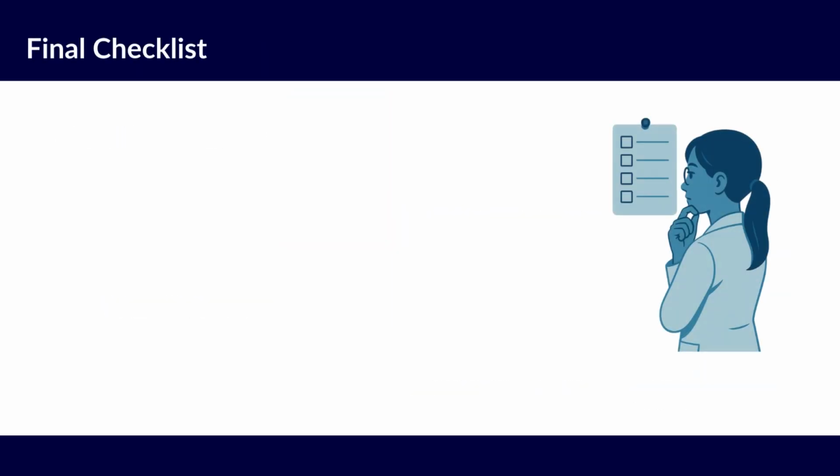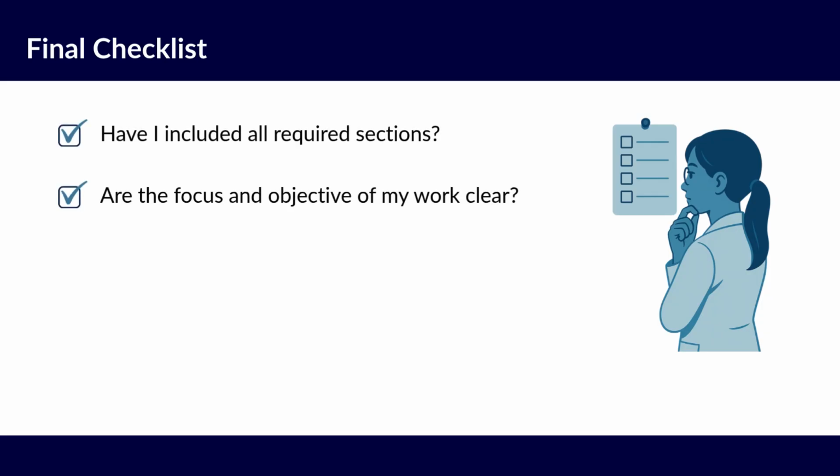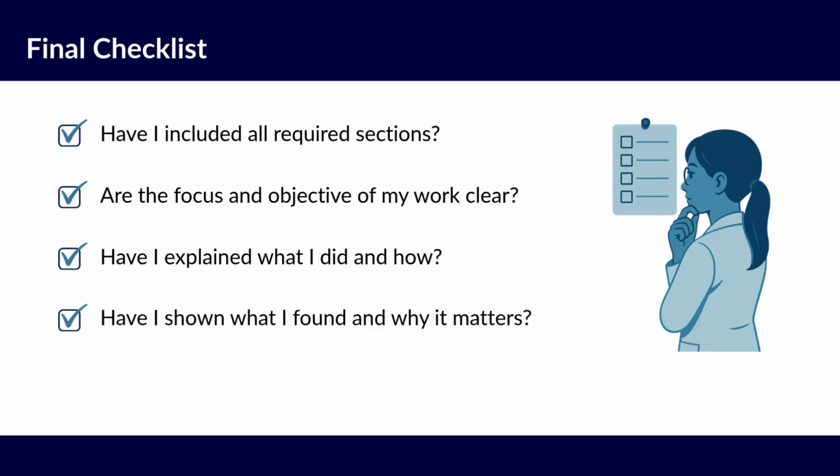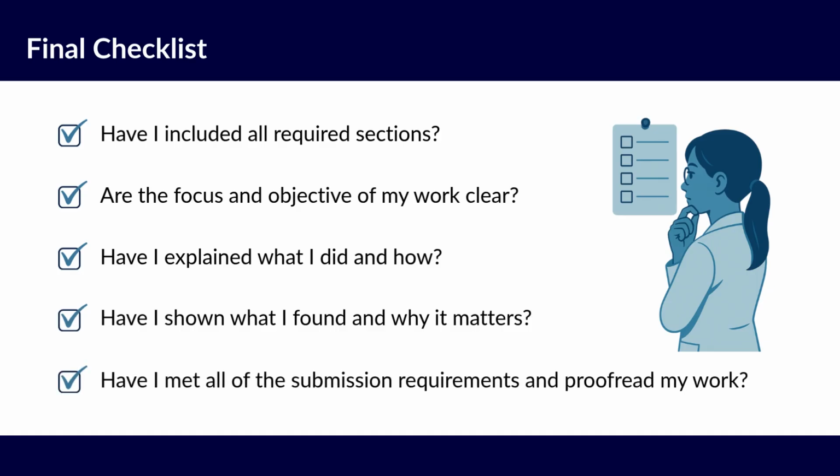When you're ready to submit, it's good to go over a final checklist. First, ask yourself, have I included all the required sections in my abstract? Are the focus and objective of my work clear? Have I explained what I did and how? Have I shown what I found and why it matters? And have I met all of the submission requirements and proofread my work?